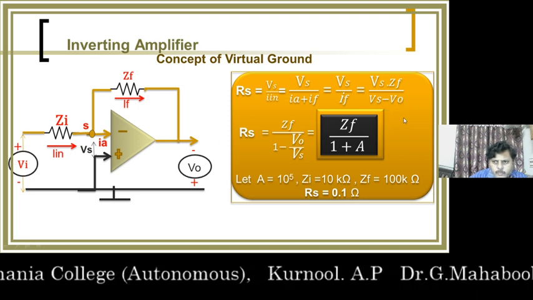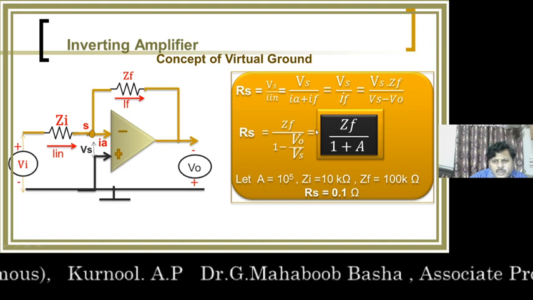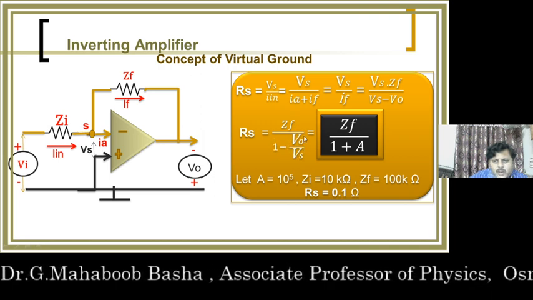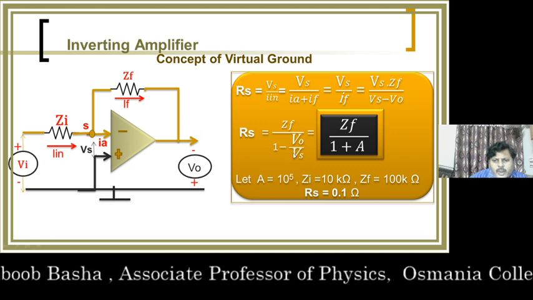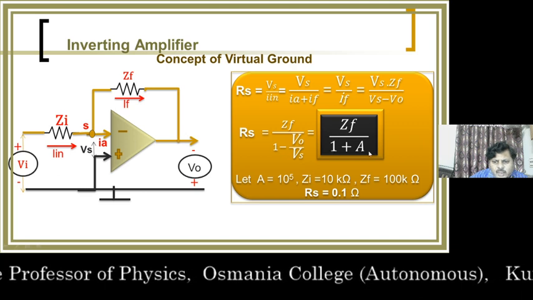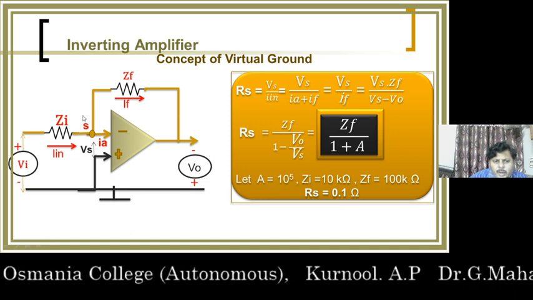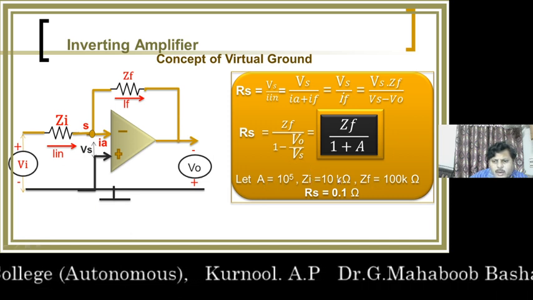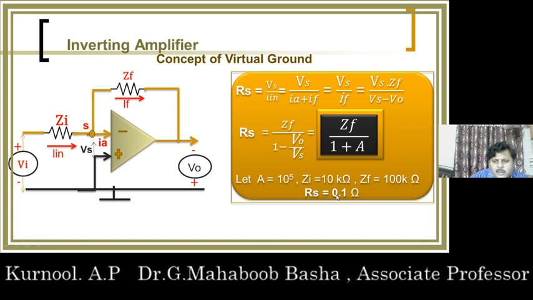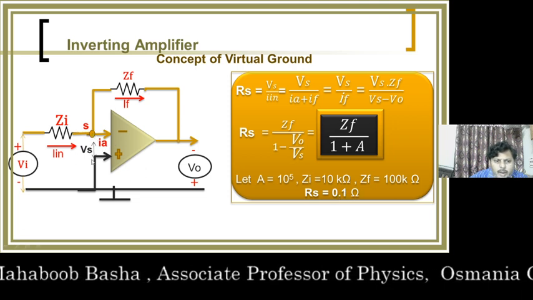by Zf. By rearranging the above equation we can write Zf by 1 minus V naught by Vs, where we know that minus V naught by Vs is called the open loop gain. Therefore the effective impedance can be written as Zf by 1 plus A. Let the open loop gain of an op amp be 10 to the power of 5, with input and feedback impedances of 10k and 100k. The effective impedance between point S and ground is calculated as 0.1 ohm. It is a very small, negligible resistance between point S and ground.